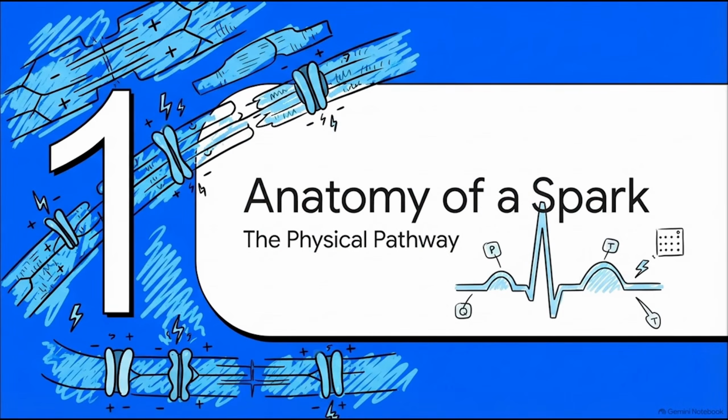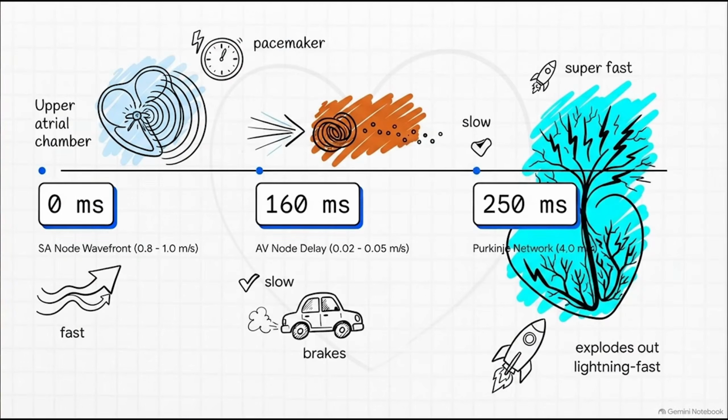So let's start with the anatomy of a spark. To really understand this system, we've got to map out the physical pathway. And trust me, the journey of this impulse is not just a steady, boring cruise. It actually kicks off with the intrinsic automaticity of the sinoatrial or SA node. Think of it as the heart's natural pacemaker. This initial wavefront spreads through the upper chambers at a pretty brisk pace, about 0.8 to 1.0 meters per second.